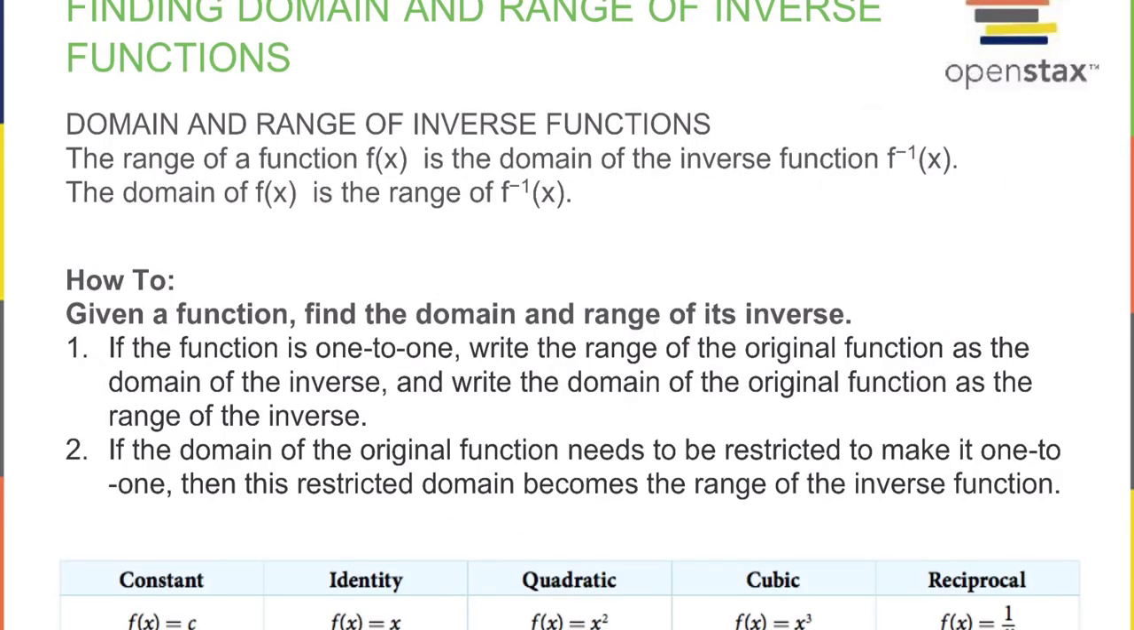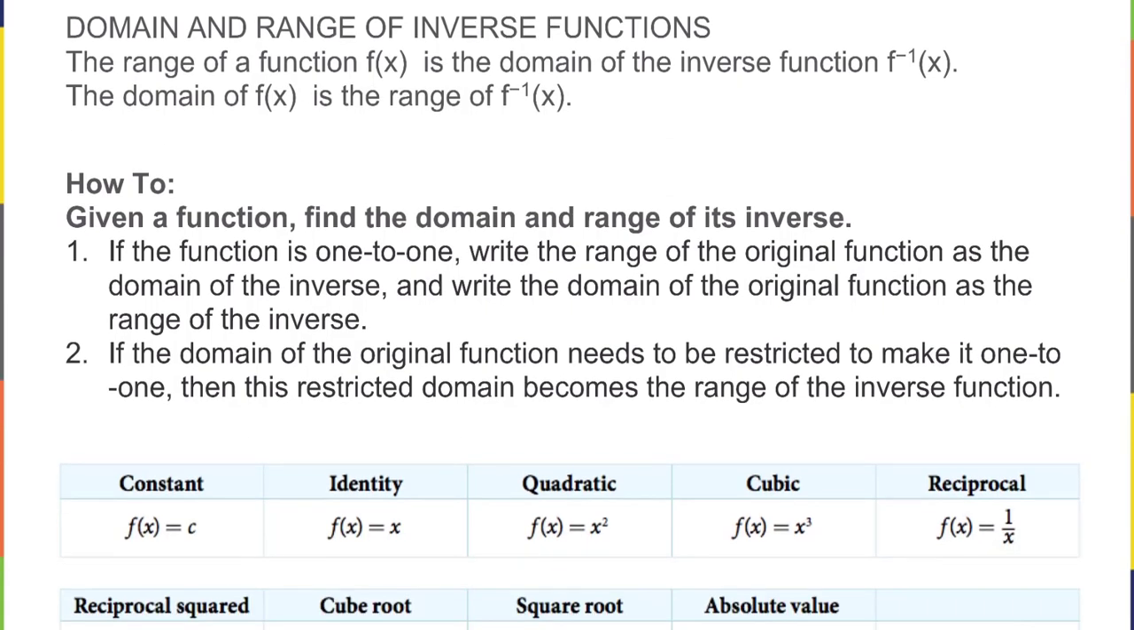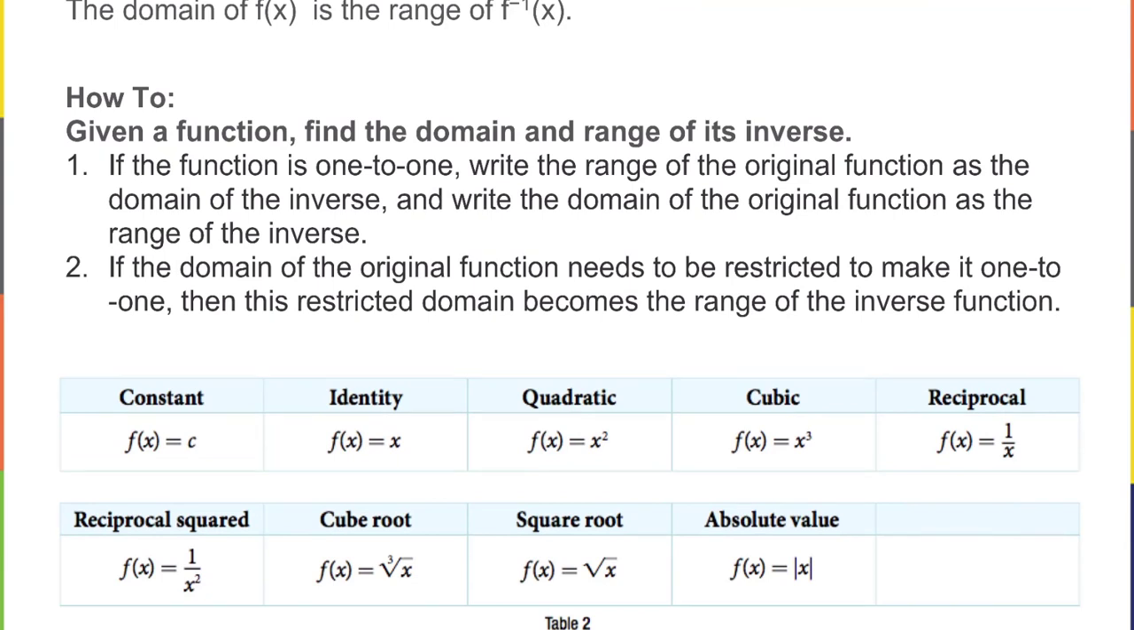So now we're going to talk about domain and range of inverse functions. The range of the function f of x is the domain of the inverse function, and the domain of f of x is the range of the inverse function. So basically, the domain is the range of the inverse, and the range is the domain of the inverse, and vice versa. If the function is 1-to-1, write the range of the original function as the domain of the inverse, and write the domain of the original function as the range of the inverse.